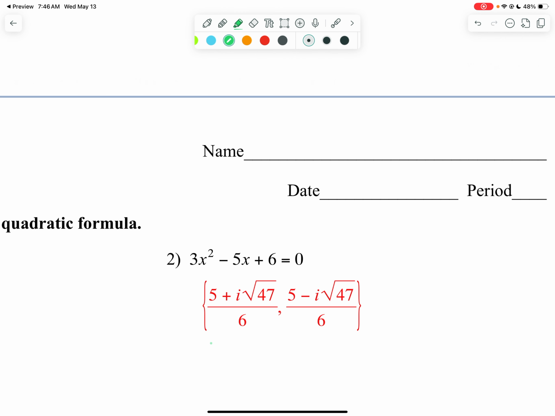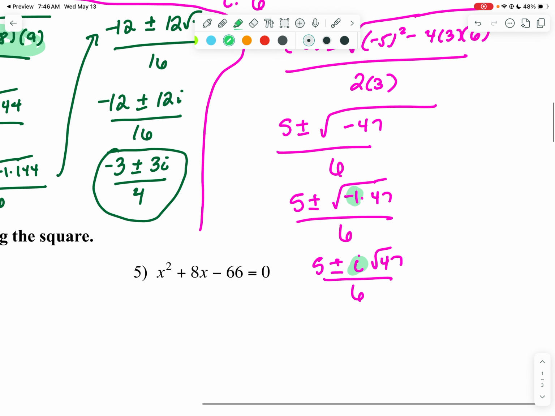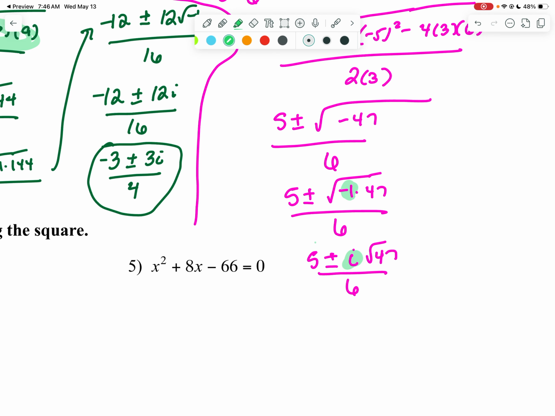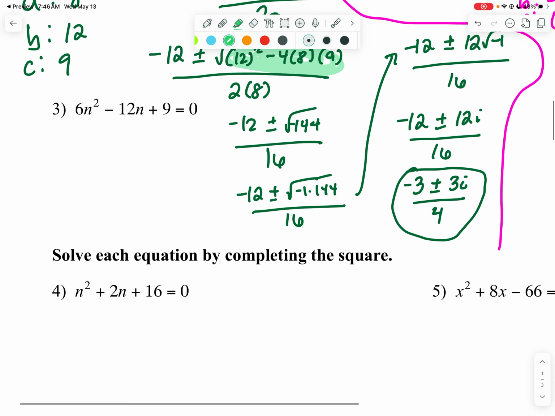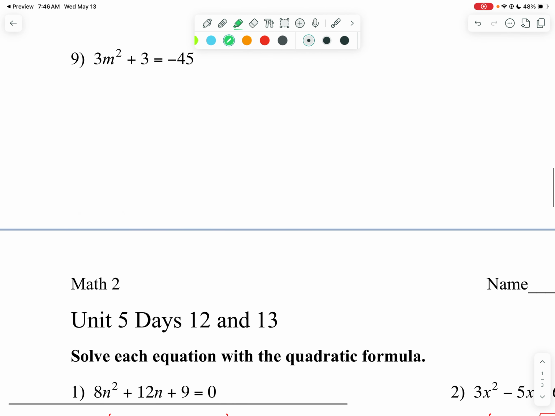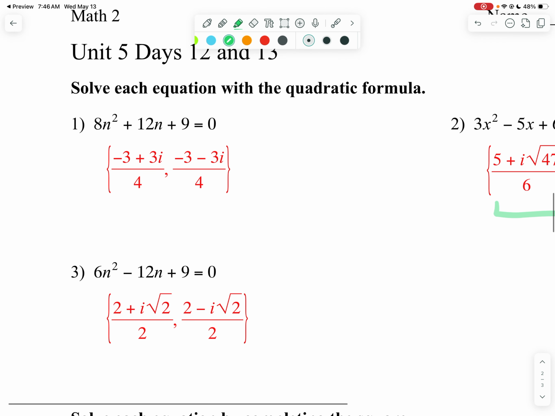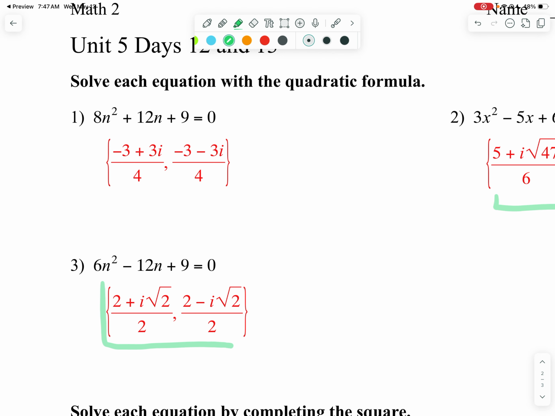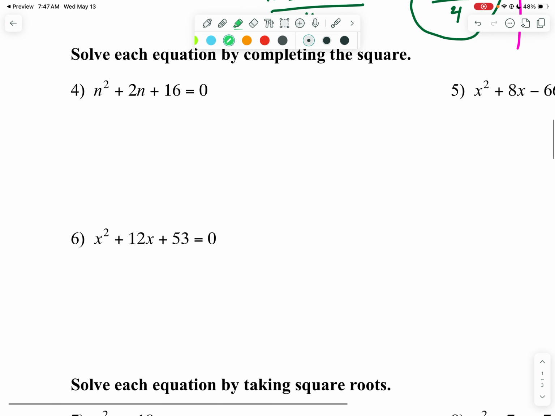If you want to put it in 2 answers like that, that's also fine. Or if you want to keep it as plus or minus here, like I did here, that's also fine. All right, I'm not going to do number 3 because it's the same thing as number 1 and number 2. However, if you want to look at your answer, the simplified answer is going to be 2 plus or minus i root 2 over 2.